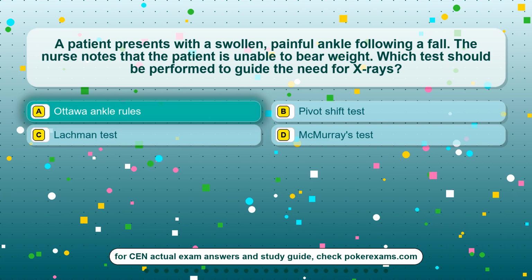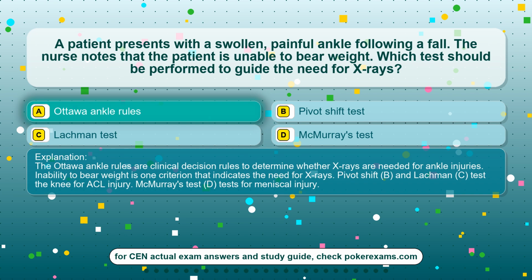The correct answer is option A, Ottawa ankle rules. The Ottawa ankle rules are clinical decision rules to determine whether X-rays are needed for ankle injuries. Inability to bear weight is one criterion that indicates the need for X-rays. Pivot shift, B, and Lachman, C, test the knee for ACL injury. McMurray's test, D, tests for meniscal injury.